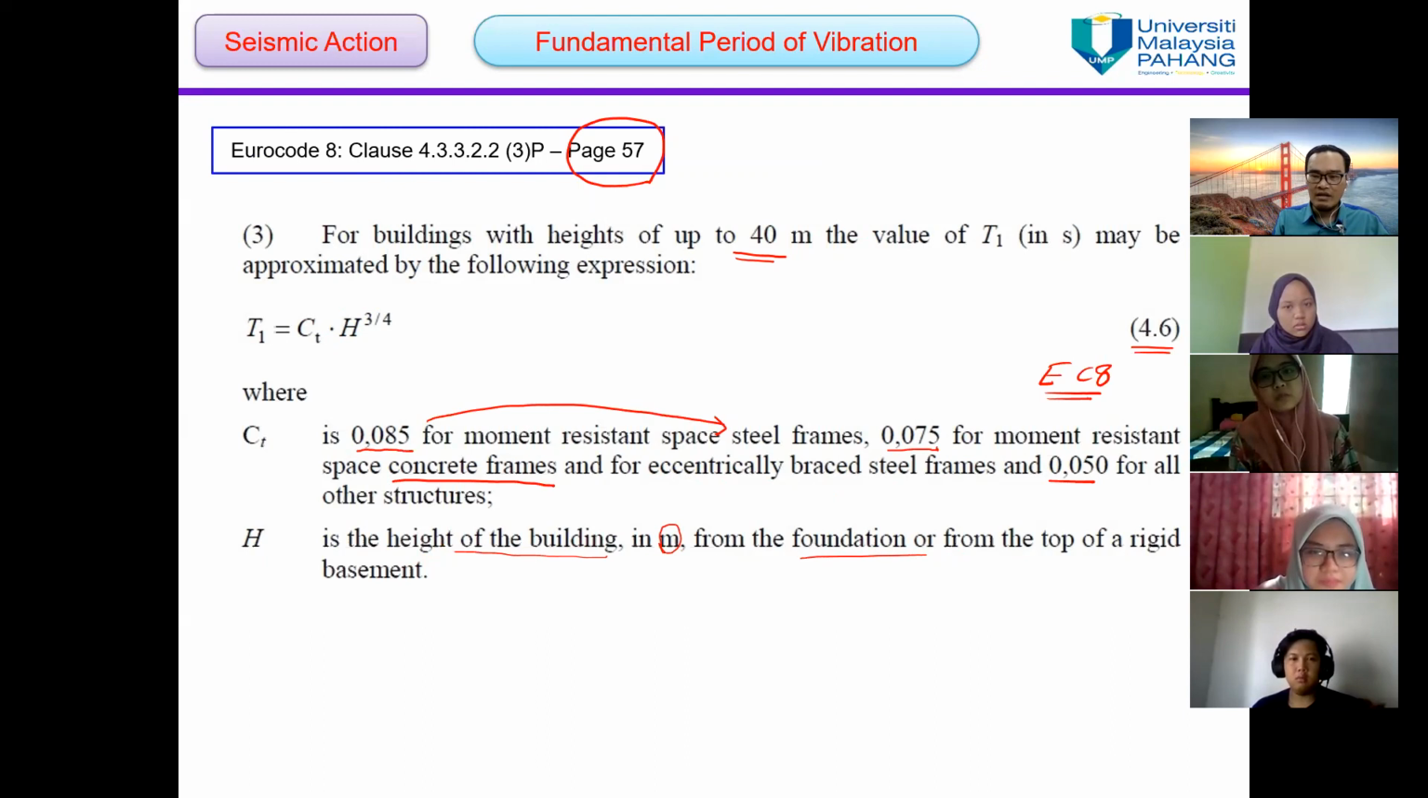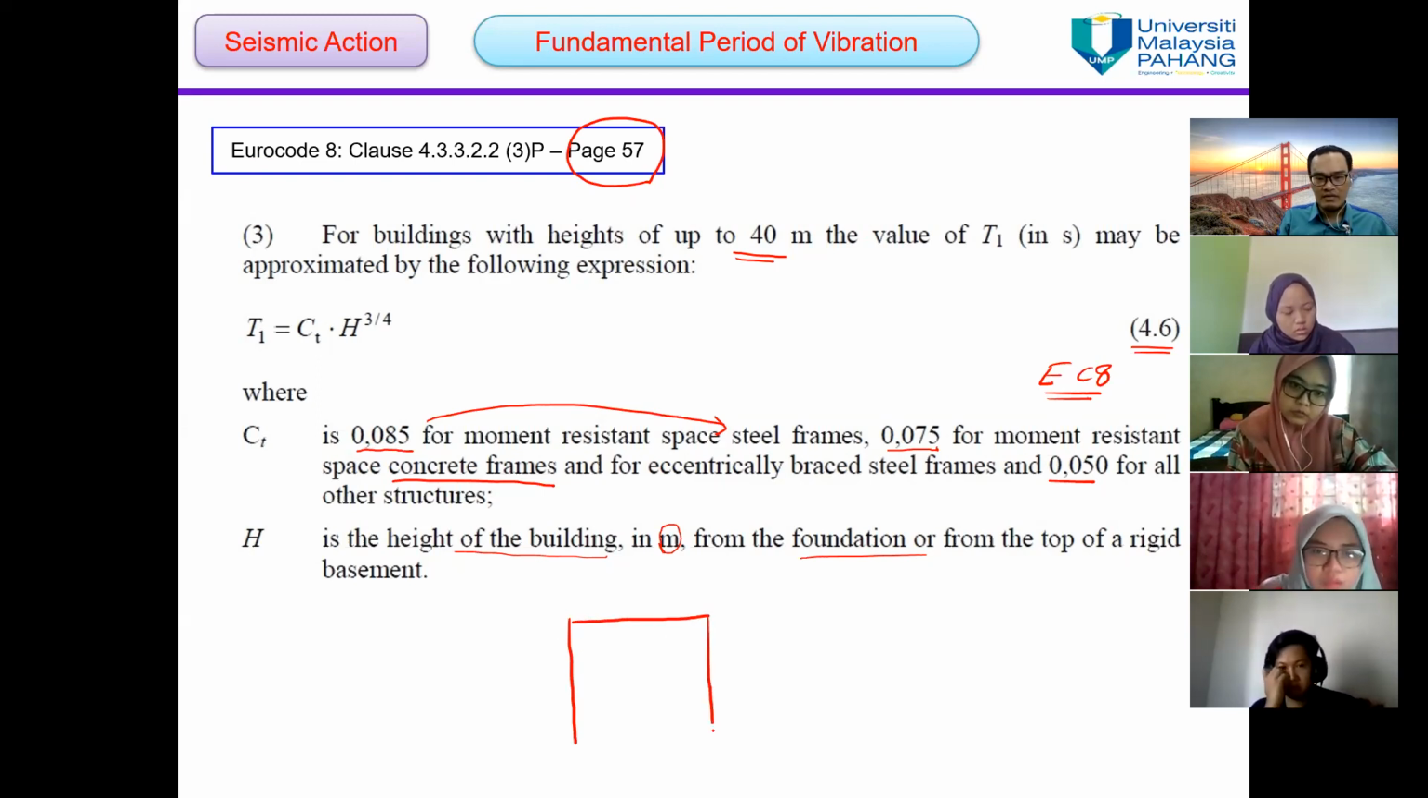Okay, can you use your calculator to give me the fundamental period? The fundamental period of vibration is the time taken for a building to complete one full cycle. Let's say you have a two-story building like this one. This is the original condition, and when the earthquake occurs, it will cause the building to vibrate back and forth, back and forth. So let's say it vibrates to the right.